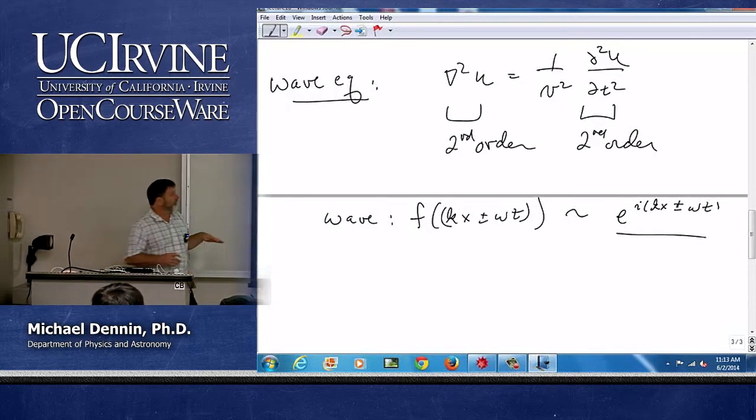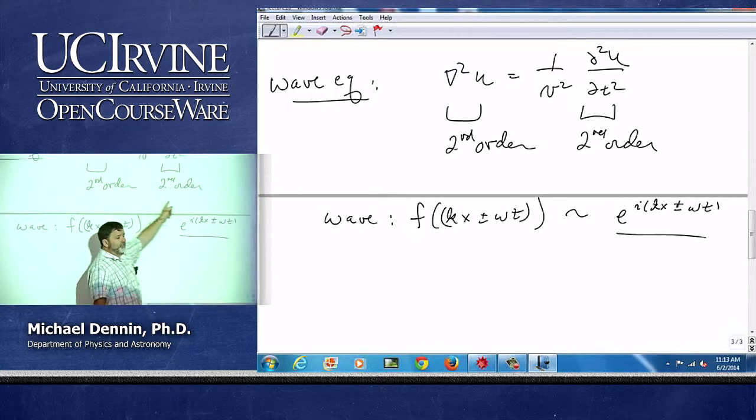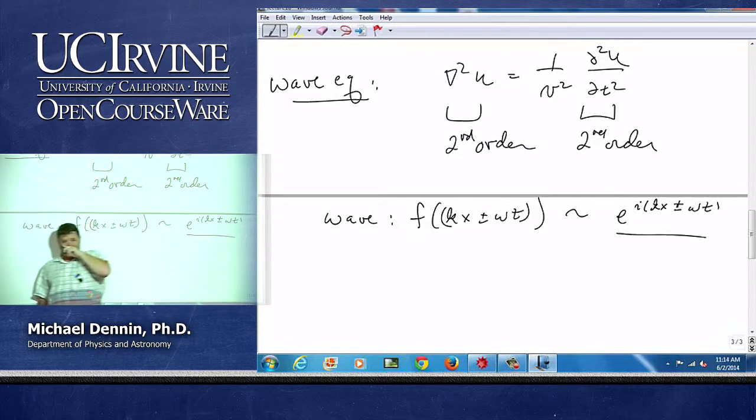Now, I can have the occasional case, I'm not going to write it down, where it's first order in space and first order in time. That'll still give me a wave, because it's the same order that matters. It's not the second order that's key.